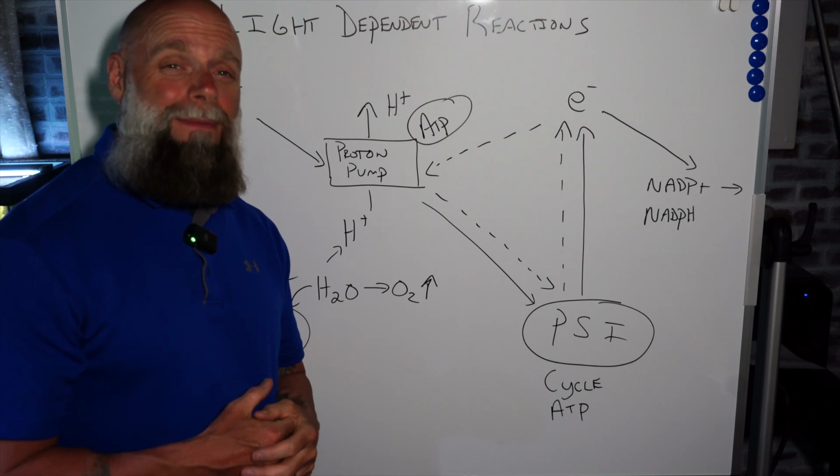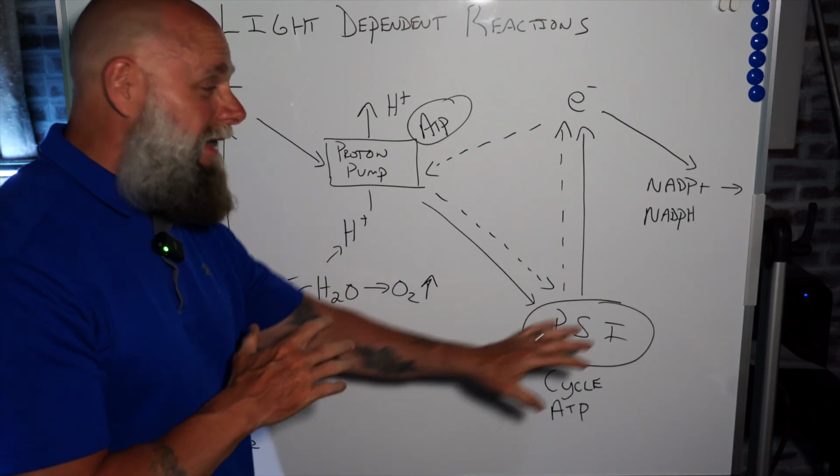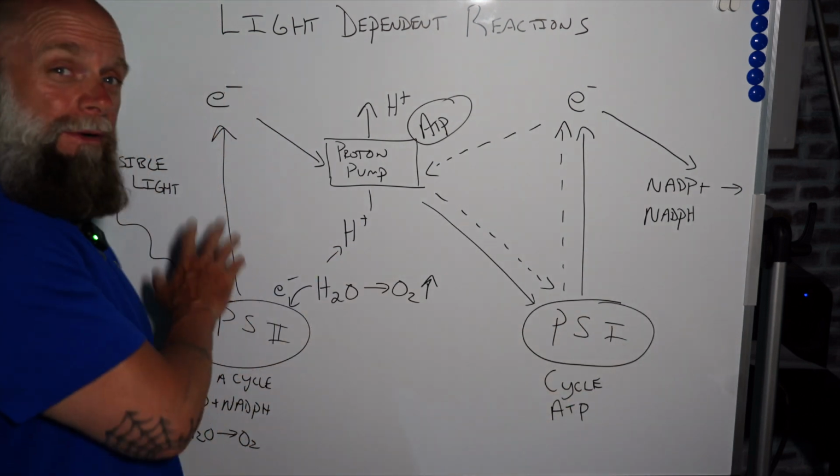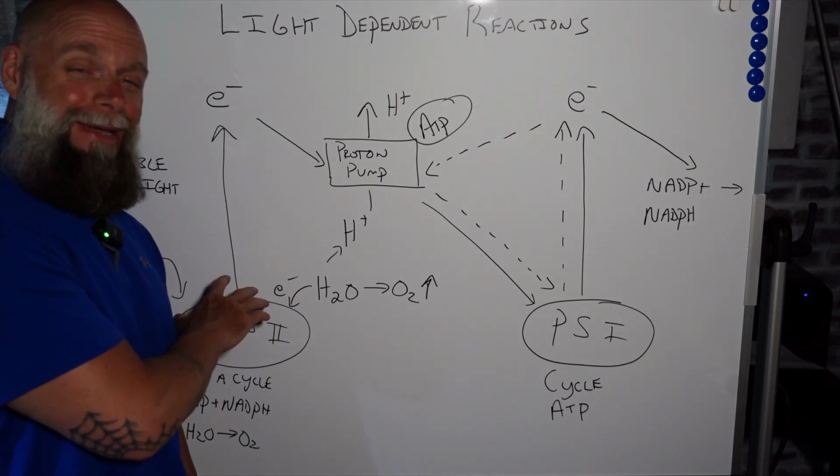and we're going to explain the light-dependent reactions there. So let's go venture off to the whiteboard. All right, so here we are at the whiteboard. This is the photosystems. We got photosystem 1 over here, photosystem 2 over here. Don't worry, I will get out of the way.